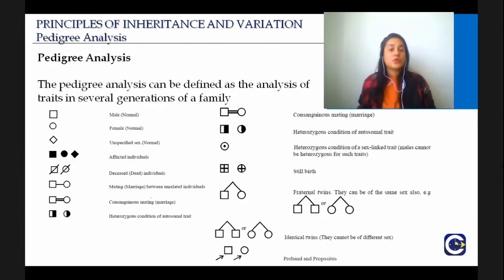So do you guys know these symbols? Just write it down quickly in the chat box. Have you done this before? Do you know how you represent a normal male? How do you represent a normal female? How do you represent the diseased or affected individuals? Have you done this before?